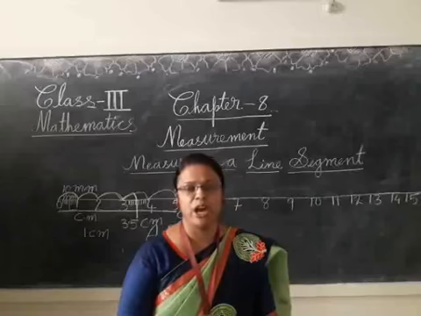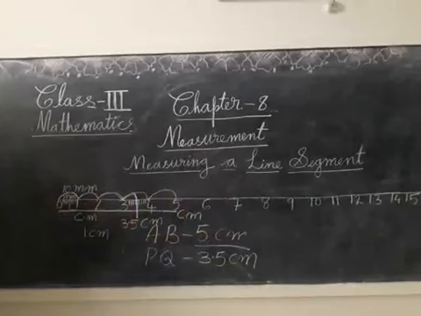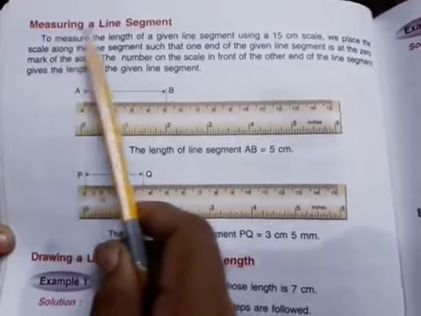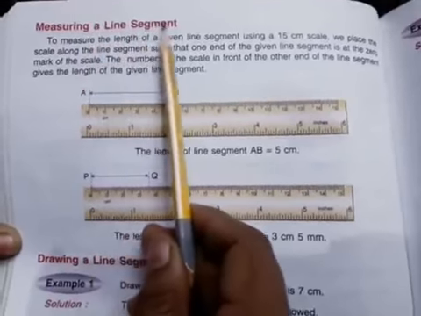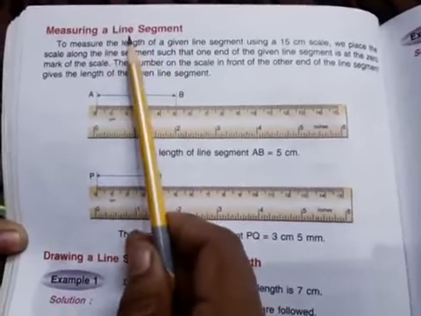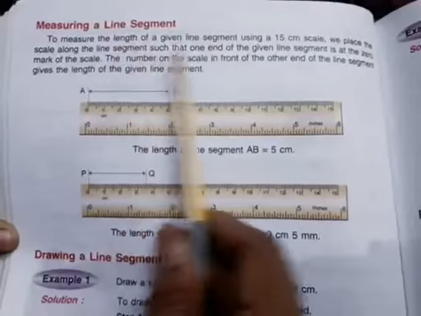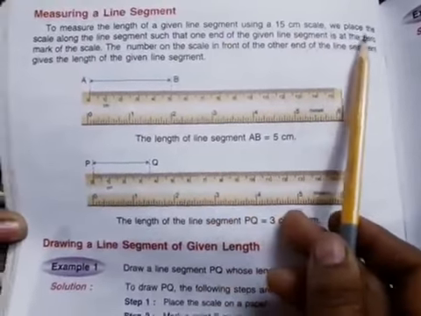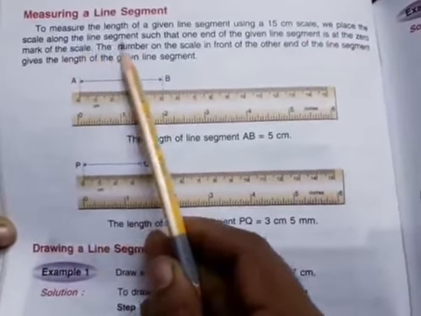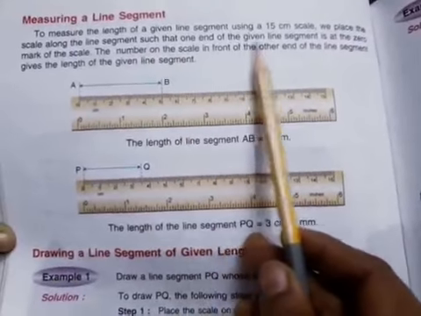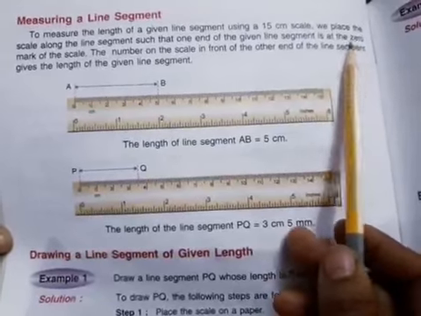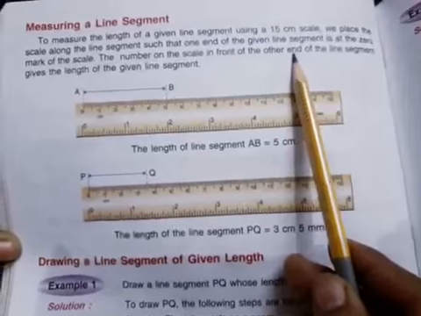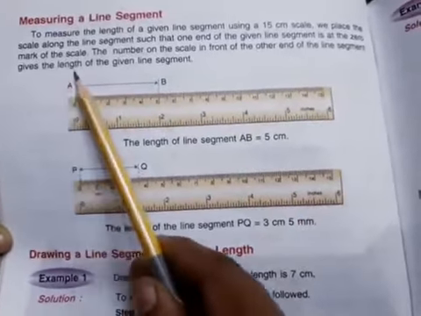Now we can learn it from your book. Now let's read the chapter and understand more about line segment. Measuring a line segment. I have already taught you, when you measure, we use a scale to measure a line segment. To measure the length of a given line segment, using a 15 centimeter scale, we place the scale along the line segment such that one end of the given line segment is at the 0 mark of the scale. The number on the scale in front of the other end of the line segment gives the length of the given line segment.